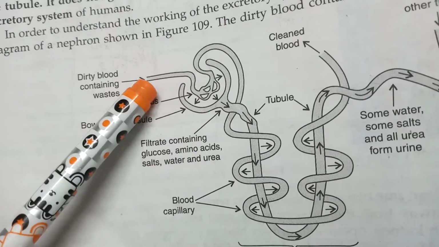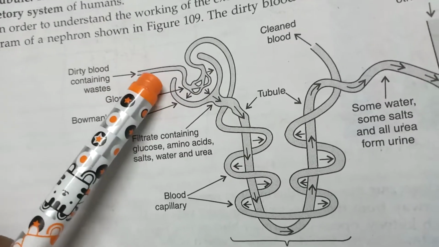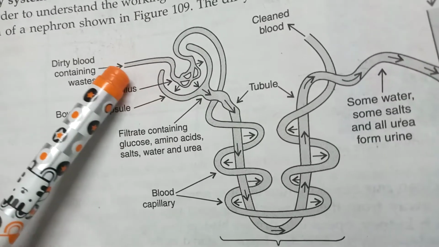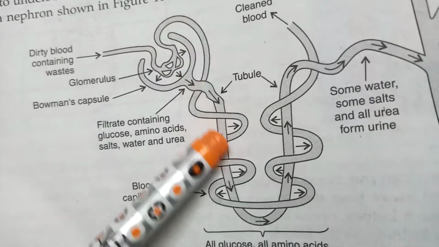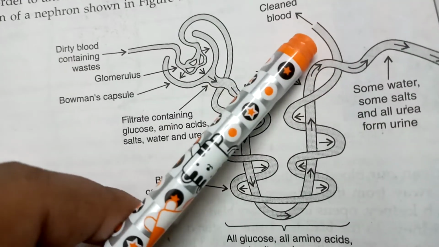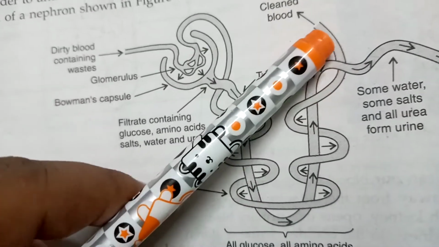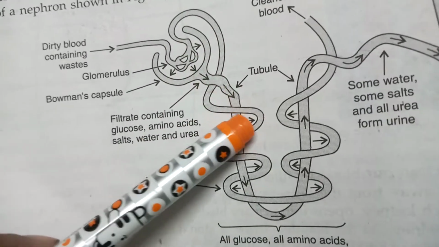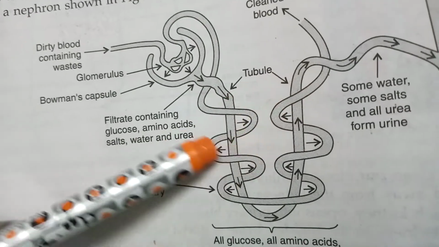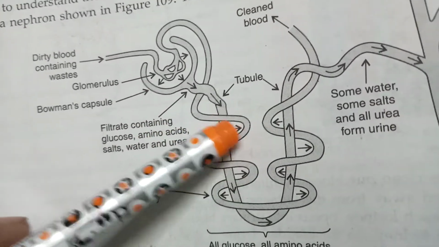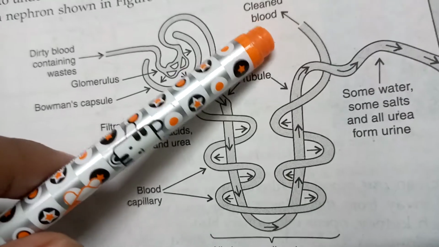One end of the glomerulus is attached to the renal artery, which brings the dirty blood containing urea and other waste materials into it. The other end of the glomerulus is attached to the kidney vein or renal vein. So the other end of the glomerulus comes out of Bowman's capsule as blood capillaries, surrounds the tubule of the nephron, and finally joins into the renal vein.